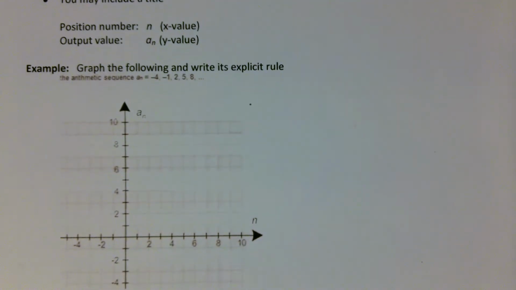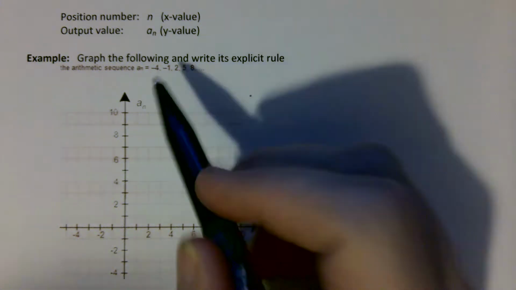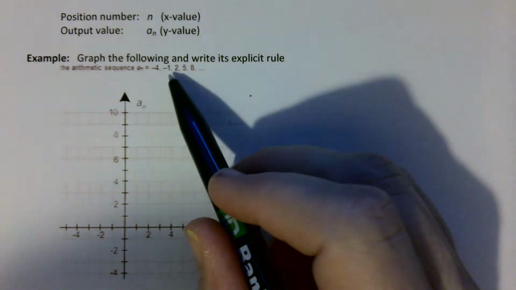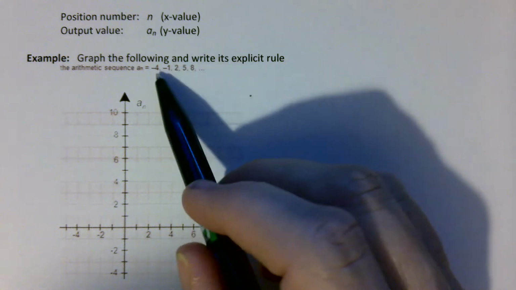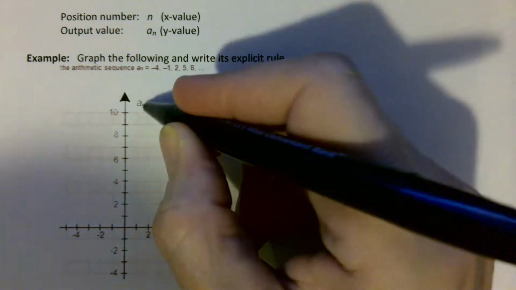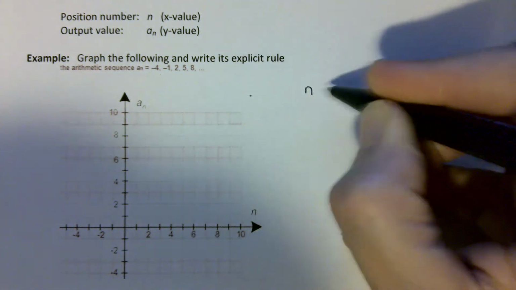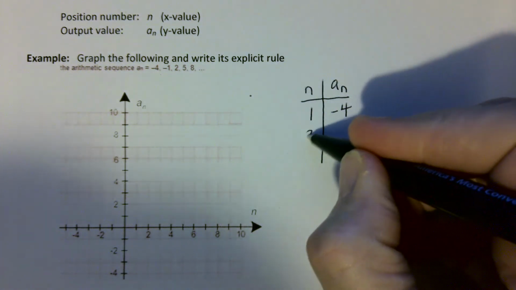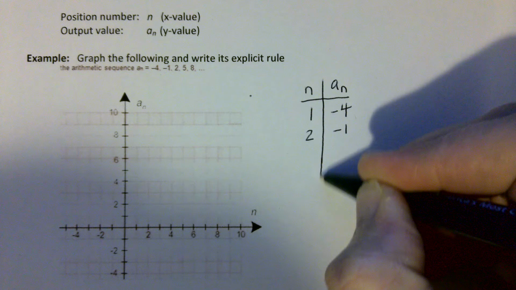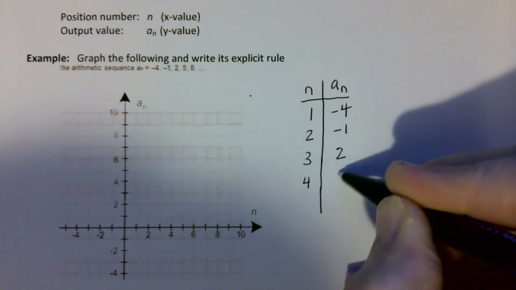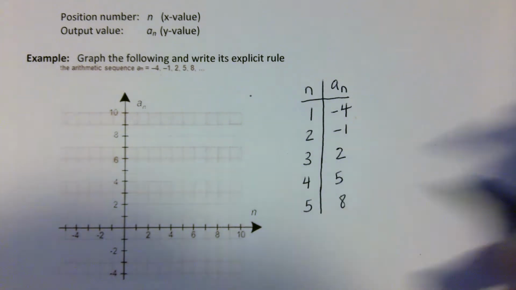You're asked to graph the following and write its explicit rule. The arithmetic sequence is -4, -1, 2, 5, and 8. To graph that, I do need to know what the input and the output are. They have n and a sub n here, so I'm going to make a table of values. My first term was -4. My second term is -1. My third term is 2, and so on. The fourth term is 5. The fifth term is 8.